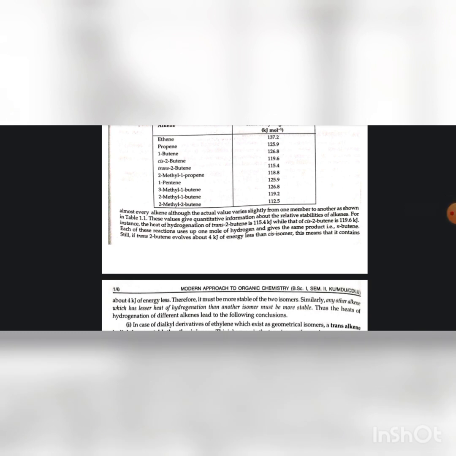for almost every alkene, although the actual values vary slightly from one member to another, as shown in table 1.1. These values give quantitative information about the relative stabilities of alkenes. For instance, the heat of hydrogenation of trans-2-butene is 115.4 kilojoule, while that of cis-2-butene is 119.6 kilojoule. Each of these reactions uses up 1 mole of hydrogen and gives the same product, that is n-butane.